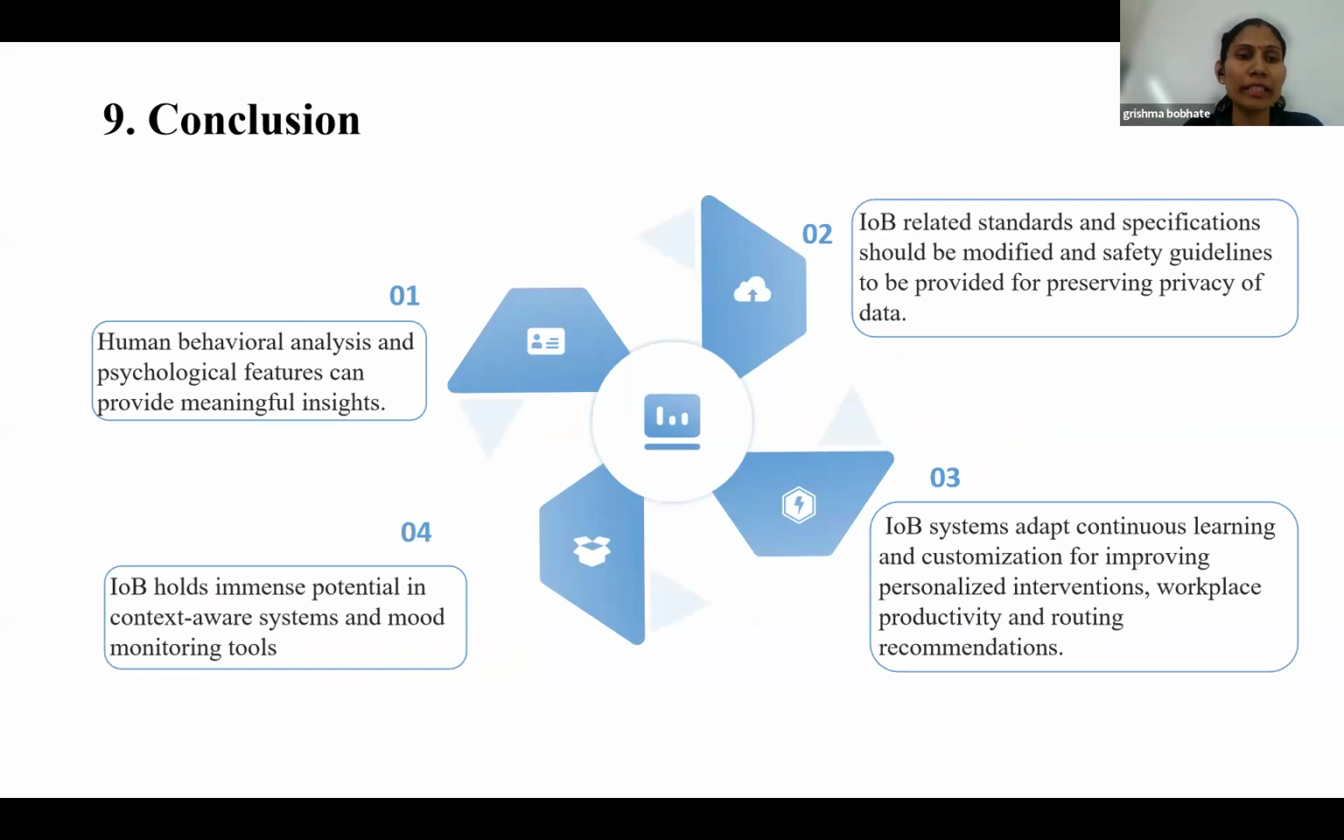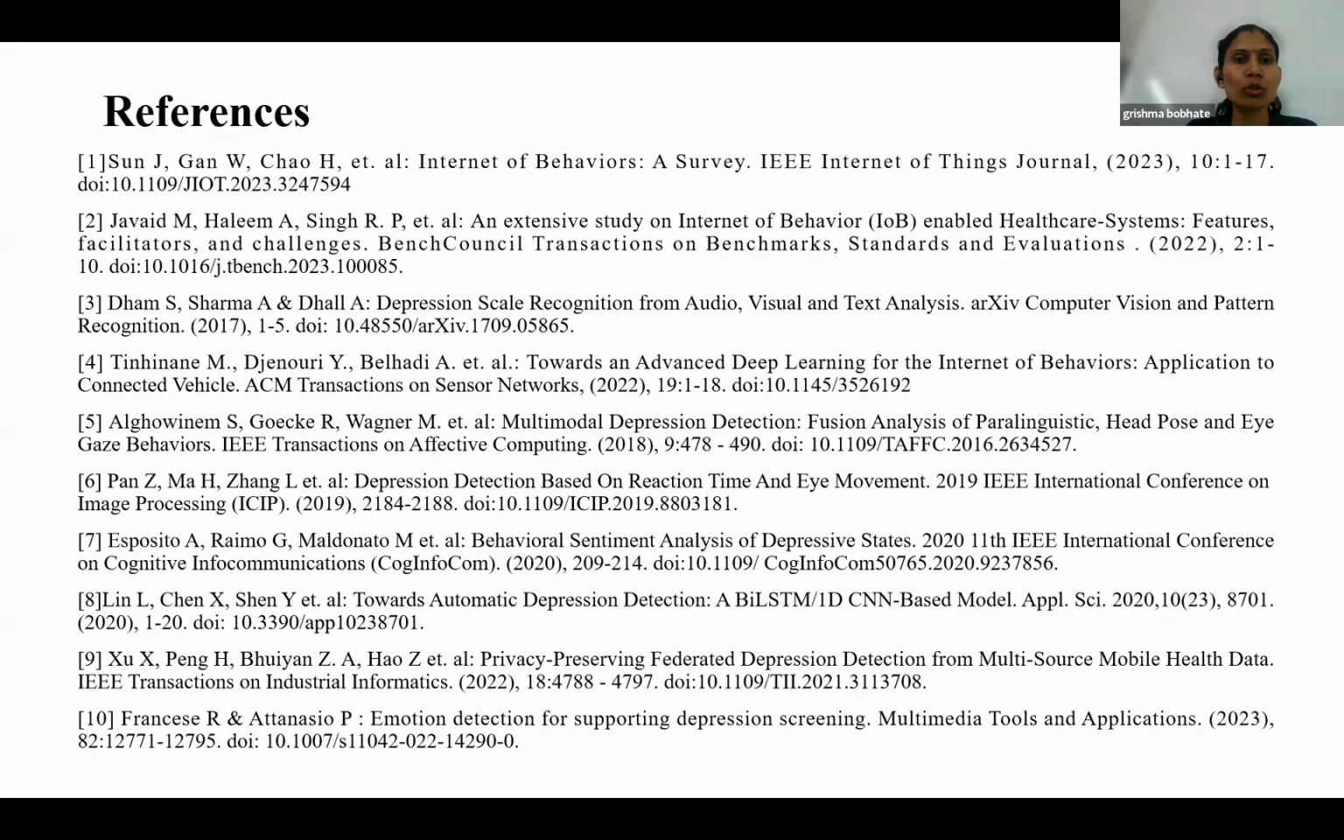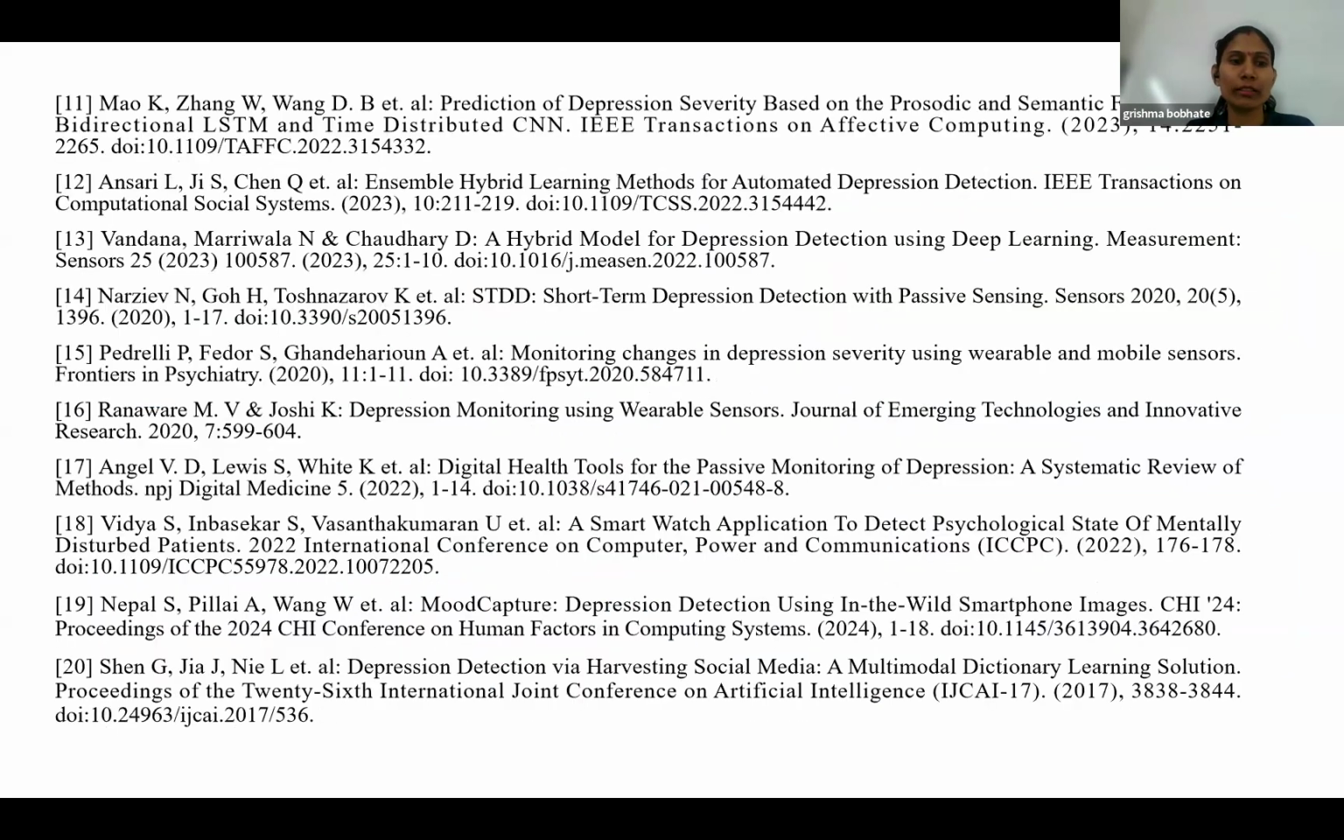Psychological features should be insightful, and give potential not only in the detection of healthcare but also in contextual and mood monitoring. It should also provide privacy for the data and customization, so that the workplace becomes more productive and gives recommendations. So these are the references where I referred all these things.